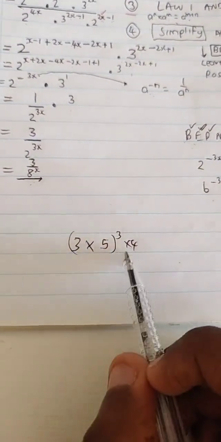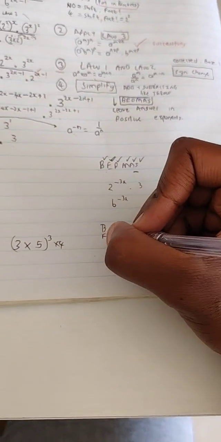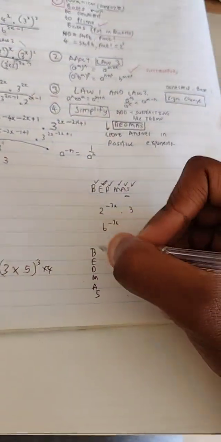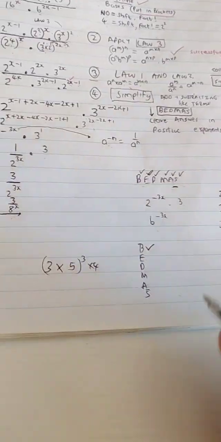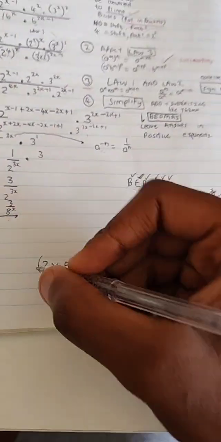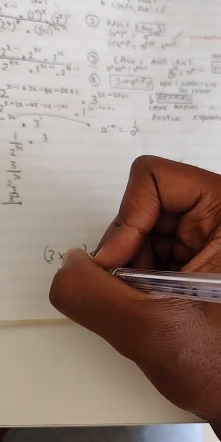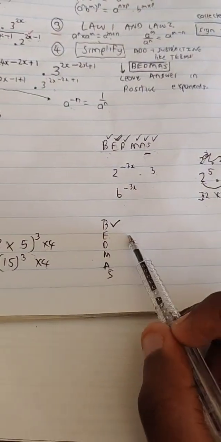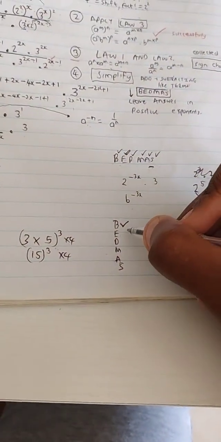3 times 5 to the power 3 times 4. This is an expression. So in your head, you are thinking BEDMAS. Why? Because BEDMAS says you start with your brackets. Inside your brackets, you have 3 times 5. What's 3 times 5? It's 15. So brackets can be taken care of.